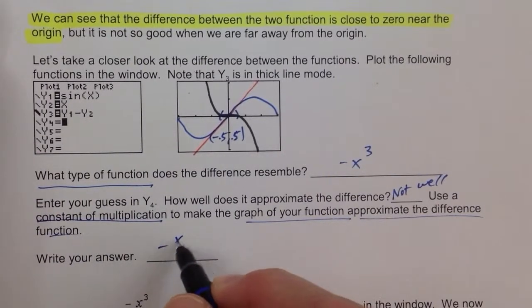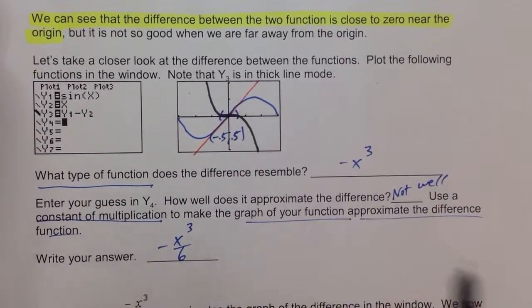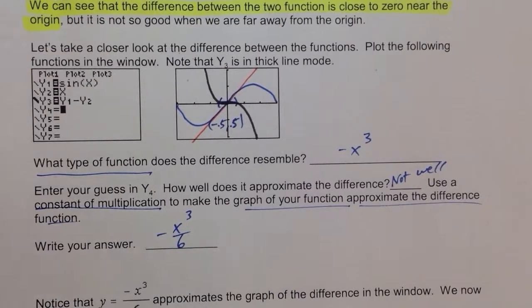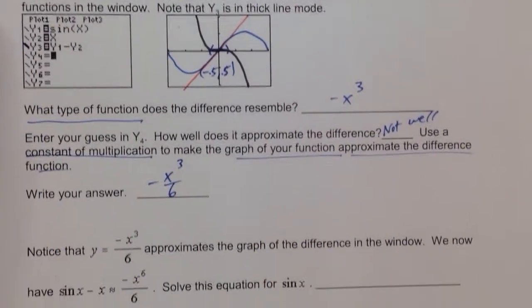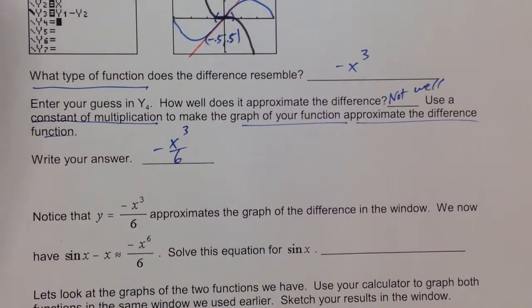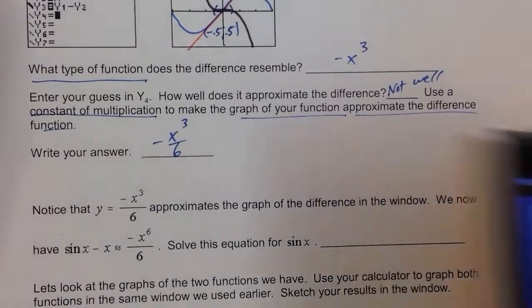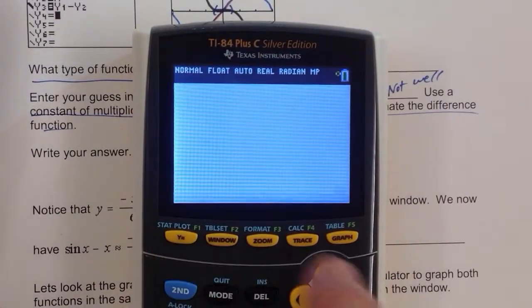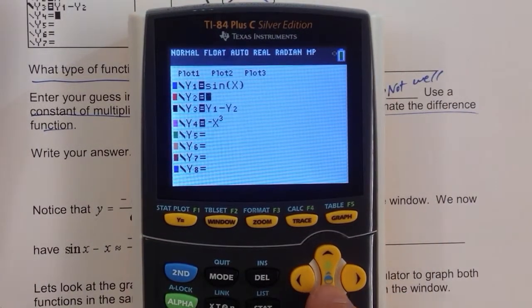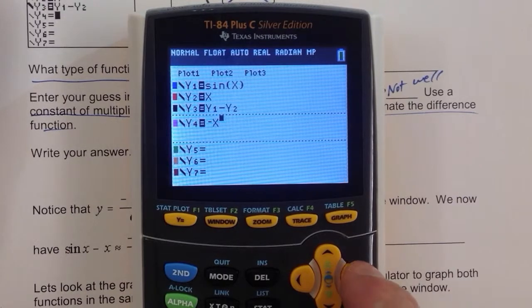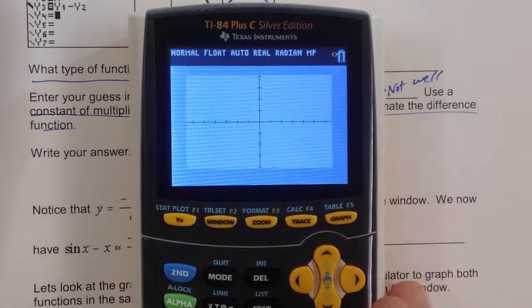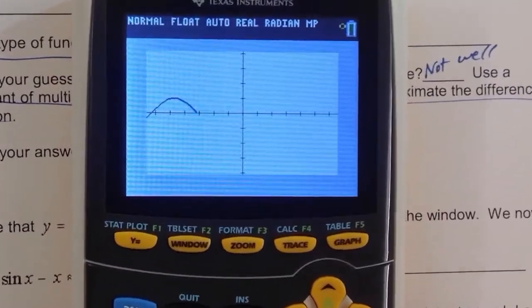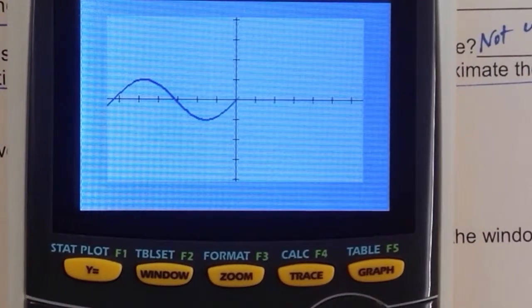Use a constant of multiplication to make the graph of your function approximate the difference function and write your answer. So we're going to use negative x cubed over 6. Now don't worry about where that 6 came from. It's a lot of trial and error, and we're going to save all that time and go right to it. So negative x cubed over 6, let's change our y4 and graph that. How well does negative x cubed over 6 resemble our error?